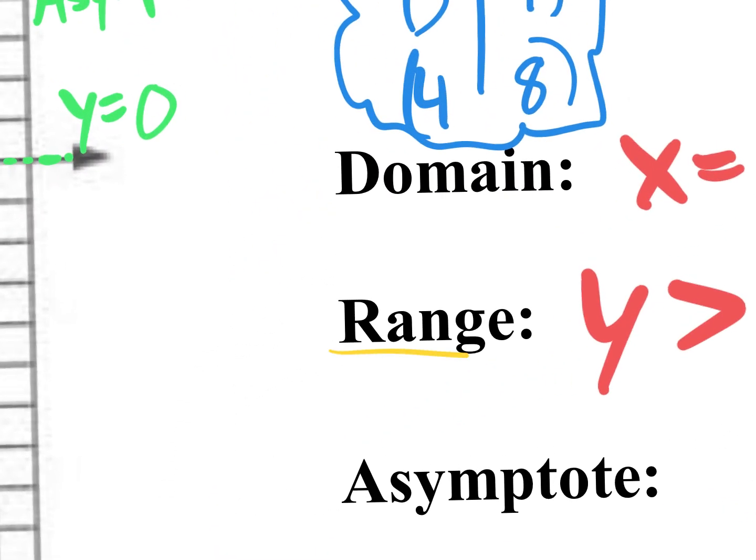You might want to jot yourself a little bit of notes right here. The range will always be y, and in here you're going to put an inequality, and then your k value, okay? Now, if your graph is visually above the asymptote, it's going to be a greater than. If it's visually below the asymptote, it's going to be a less than, okay?